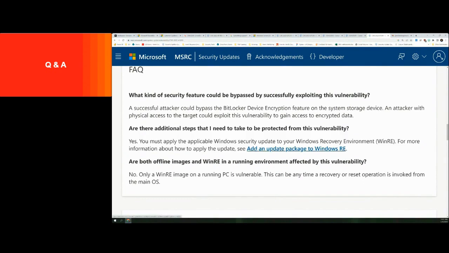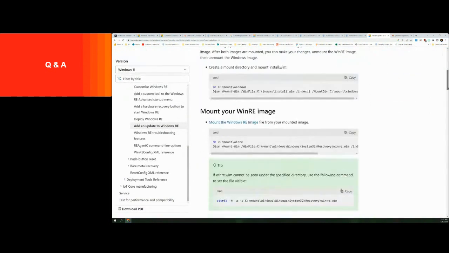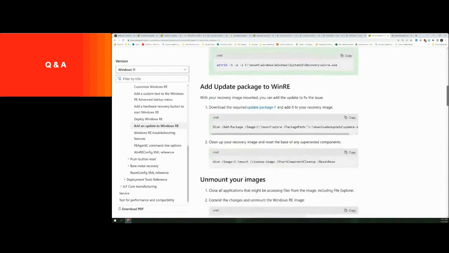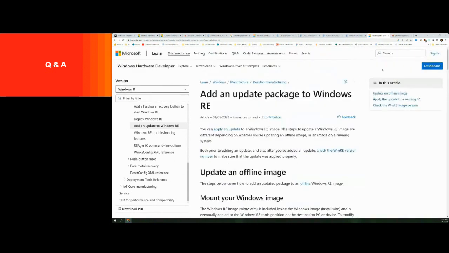With that, Microsoft has a link over to how to add an update package to Windows RE. In there, the steps show you how to run through that process of mounting and kicking off the update process to update packages. You basically have to put in the package path. It shows you how to do this for online and offline. Microsoft says offline are not affected, but the online definitely are the ones you want to be worried about. So that was the addition they put in, saying you do need to take this step as well. Hopefully that answered the question there.